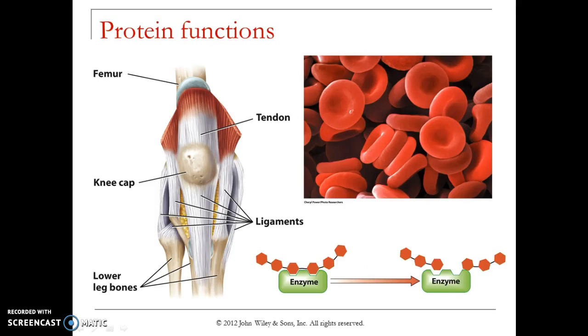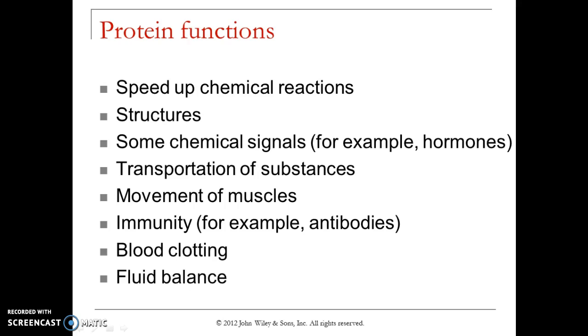So when we look at the functions of protein in the body, there are so many different functions. These are just some examples in terms of transport, movement, enzymes, and here's a long list of them here. So we can see that proteins are going to speed up chemical reactions. They're going to create some structure, so they create our musculature, send chemical signals, so things like insulin and glucagon are hormones that are proteins, transport of substances like in our red blood cells, movement of muscles, antibodies that are important for immunity, blood clotting, and fluid balance.